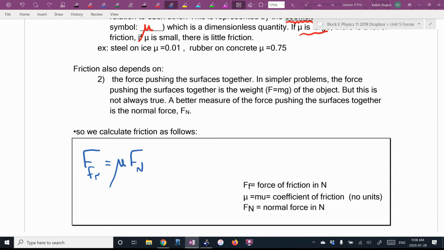Mr. Dueck, how do we find the normal force? Free body diagram. I already told you I don't have an equation for the normal force. So often, almost always with friction, I'm doing a free body diagram. Okay? Friction depends on how sticky the objects are and how hard they're being pressed together.